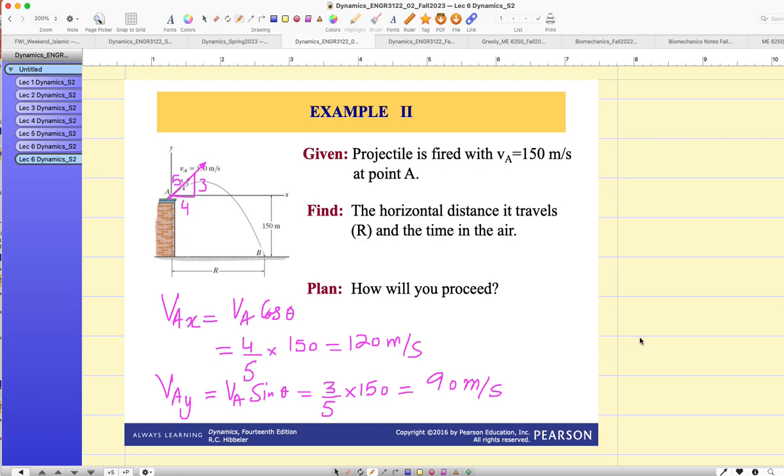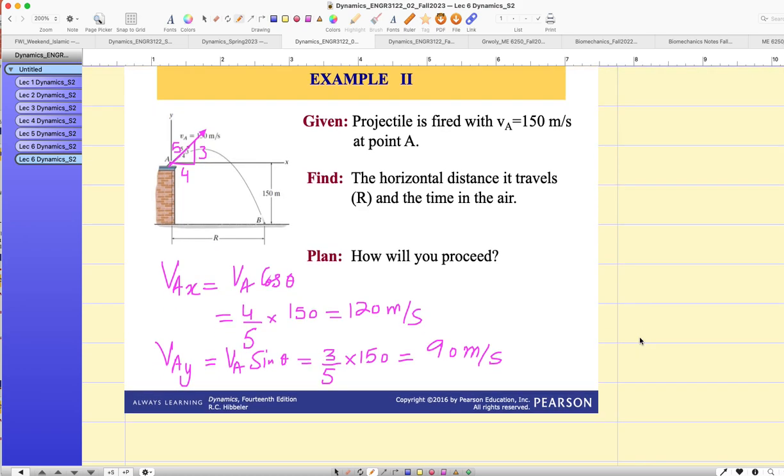The question asks us to find the horizontal distance. So it is the range of the projectile. You see it has been written R. So this you have to find out. What is the range of the projectile? And also find the time of flight. How long will the projectile remain in the air? Okay, let's do it together.